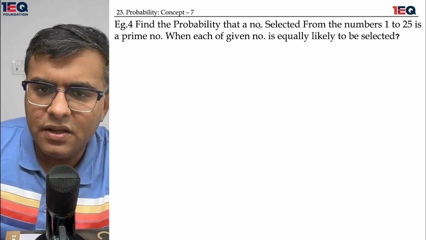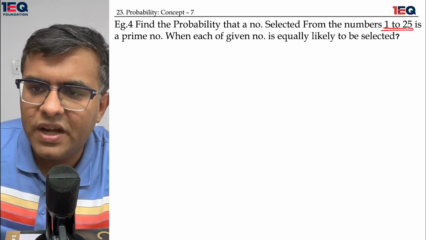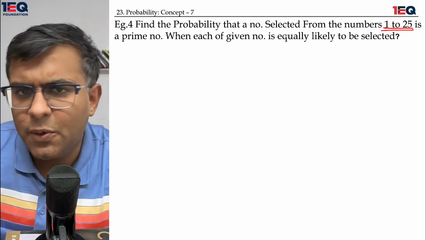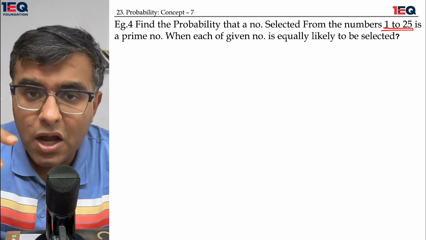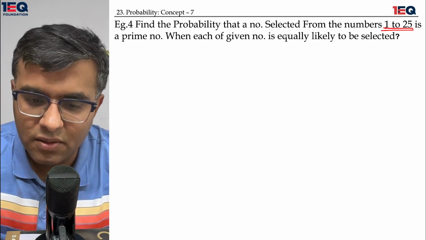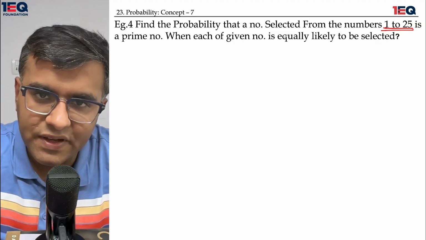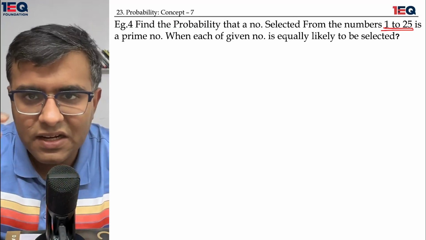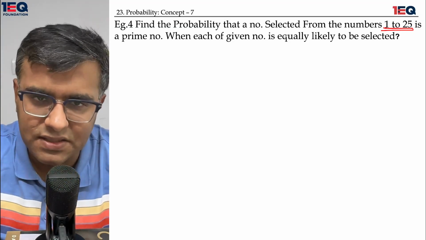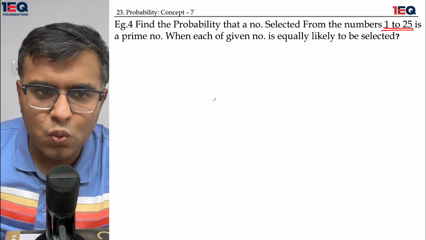Find the probability that a number selected from the numbers between 1 to 25 is a prime number when each of the number is equally likely to be selected. Now, in probability, you will find all the questions where the possibility of selecting some number is equally likely always. Okay. So the last line doesn't hold a lot of sense. It really tells you that there is no biasness when we try to pick things out. Okay. Selected from the numbers 1 to 25.